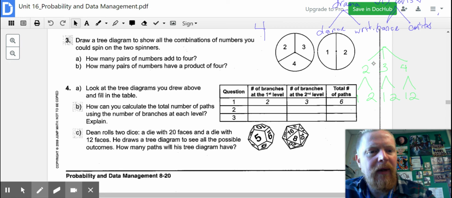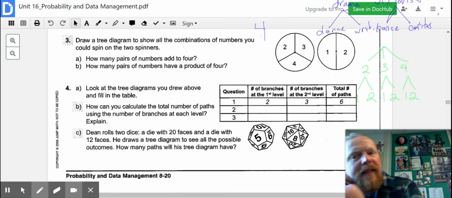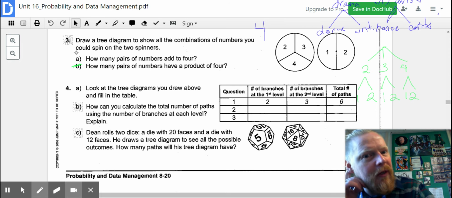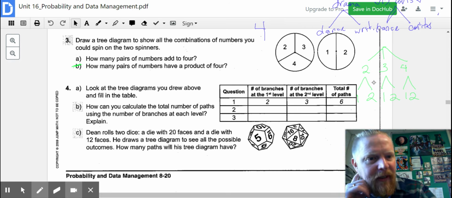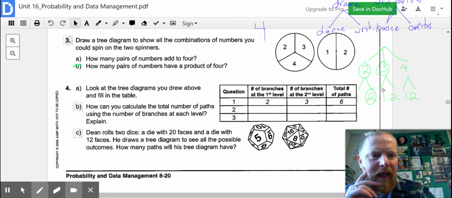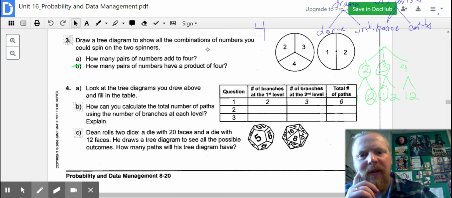It could be a 2 and a 1, a 2 and a 2, 3 and a 1, 3 and a 2, 4 and a 1, 4 and a 2. Now, A says, how many pairs of numbers add to 4? So if I want to know how many add to 4, I'd have to look down my tree and say, well, 2 and 2 add to 4. 3 and 1 add to 4. So there's only 2 out of the 6 that add to 4. So 2 pairs of numbers out of 6.